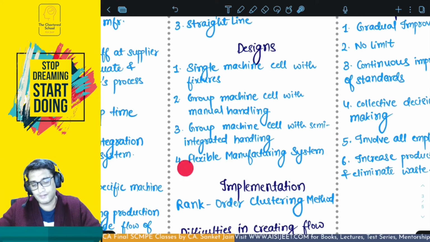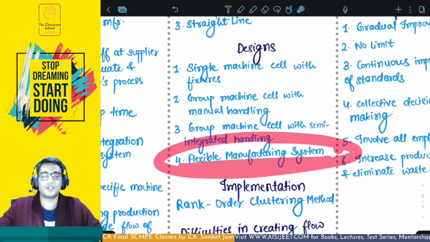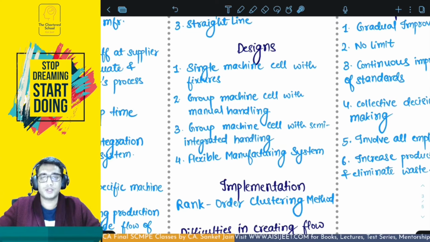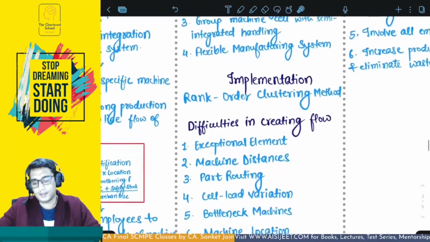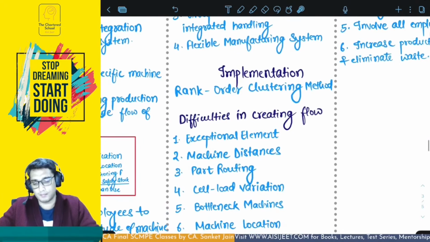And fourth is flexible manufacturing system, in which complete automation is there. It's a group machine cell structure. It has more than one machine, but it has complete automation. So no manual handling is required under flexible manufacturing system.